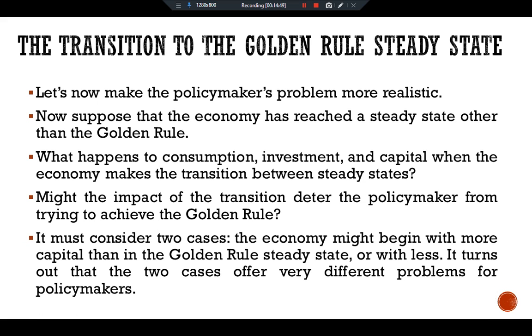We must consider two cases. The economy might begin with more capital than in the golden rule steady state, or with less. It turns out that the two cases offer very different problems for the policymaker, as we have discussed in our previous session as well.